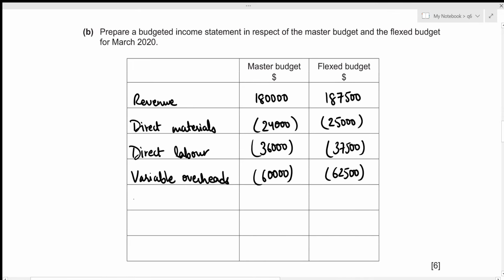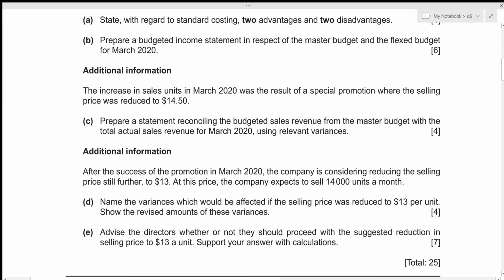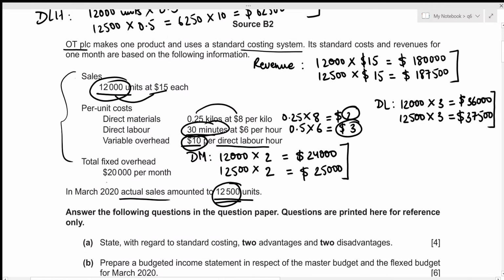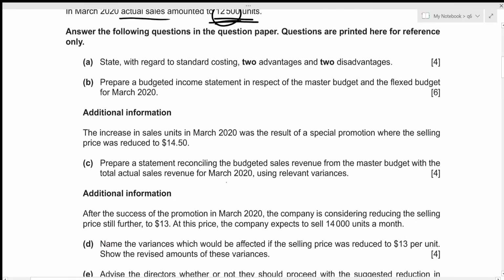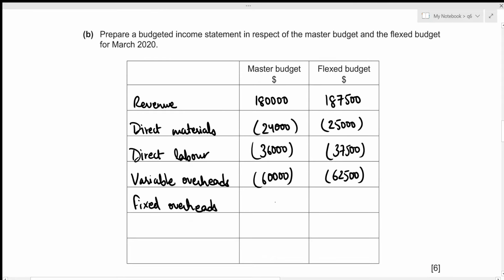And finally, we have our fixed overheads. Let's have a look above. So the total fixed overhead is given to be 20,000 per month, and this does not change with our changes in units, which means that for 12,000 units the fixed overhead is going to be 20,000, and for 12,500 units it's also going to be 20,000. Let's write it down. So that's 20,000 for master budget as well as 20,000 for flex budget.